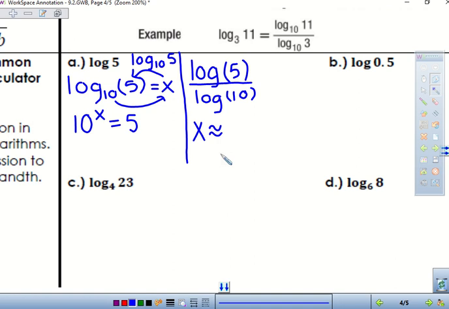So in your calculator, you're going to hit the LOG button. You're going to type in 5, close the parentheses. You're going to hit the division sign, hit the log button again, and then hit 10, close the parentheses. And when you hit enter, you should get something 0.69. And then it's 89, so the 9 is going to round up to a 10, so it's going to be 0.6990.